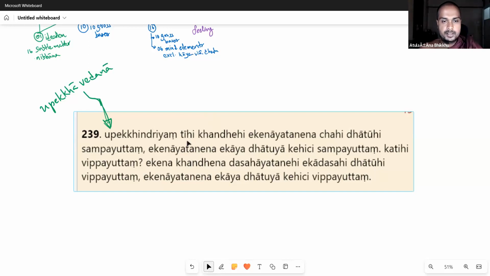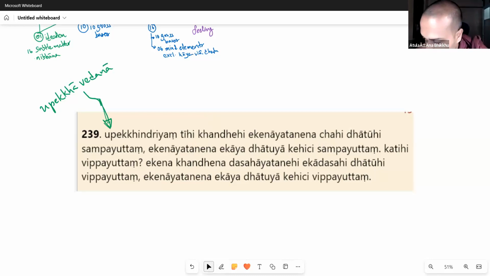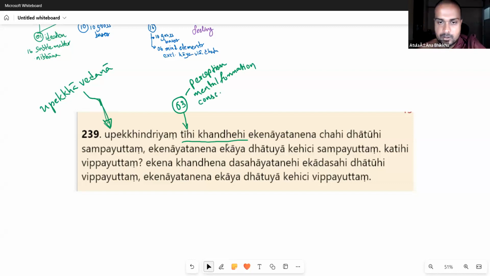Then it says te khandehi ekena ayatanena chatuhi dhatuhi sampayutta. So it is associated with three aggregates. So what are these three aggregates? It's the perception, mental formations, and the consciousness aggregate, right? So those are the three.